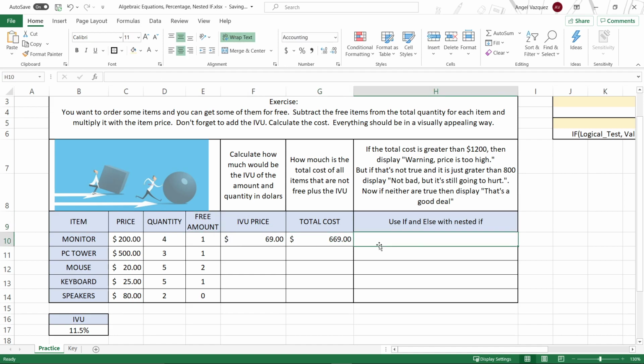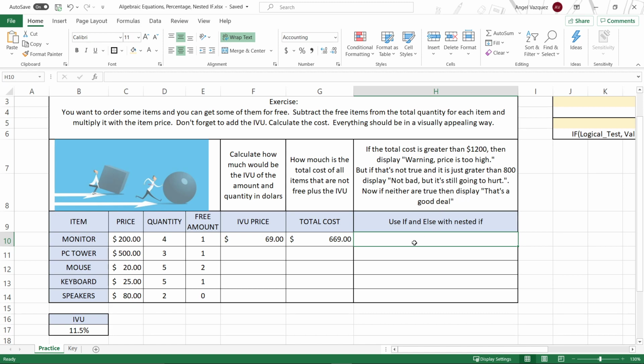So now, let's do if and else with a nested if statement. So it says here, if the total cost is greater than $1,200, then display warning, price is too high. But if it's not true, and it is just greater than $800, then display not bad, but it's still going to hurt. Now, if neither of the previous ones are true, then we have to display that's a good deal. Right? So how are we going to do this?